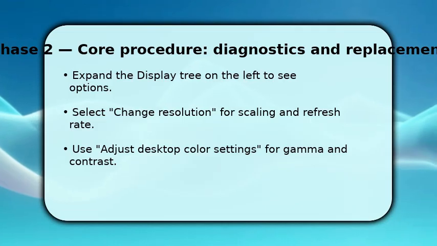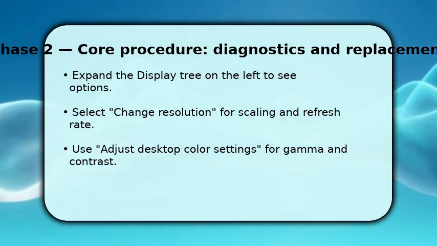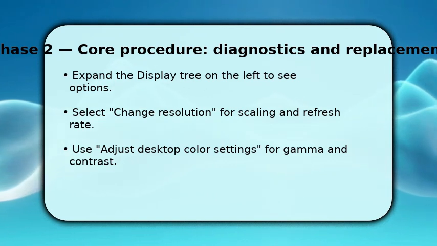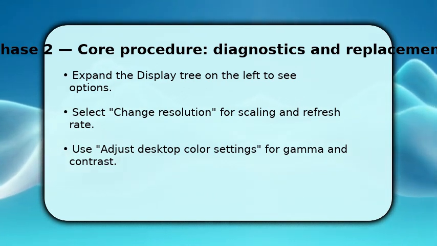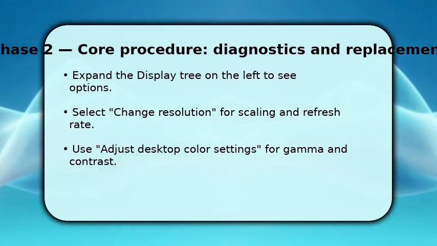After adjusting resolution, go to Adjust desktop color settings to tweak brightness, contrast, gamma, and digital vibrance for accurate color. Make incremental changes and observe the results. If you use multiple screens, open Set up multiple displays to arrange them and enable cloning or extended modes.